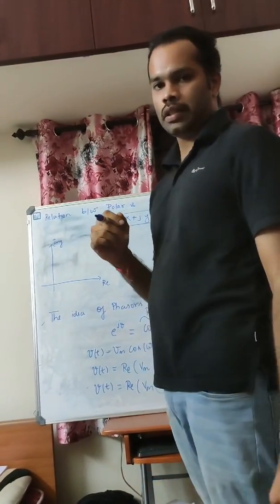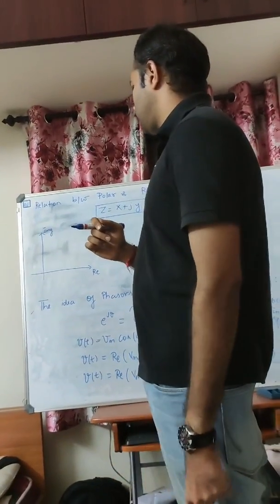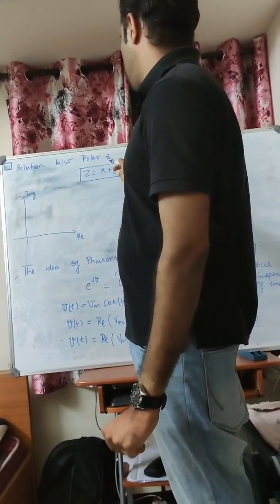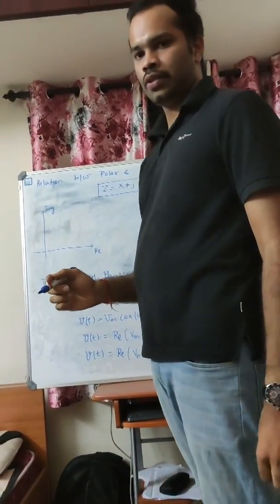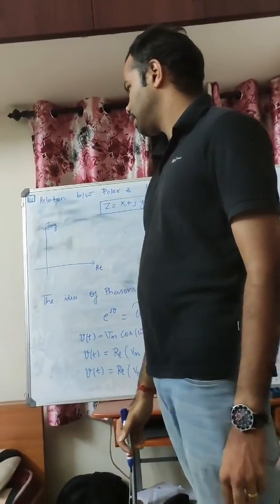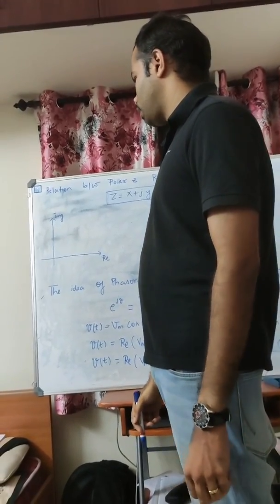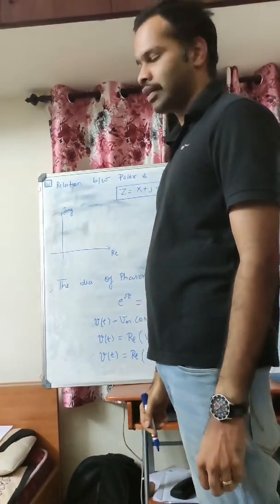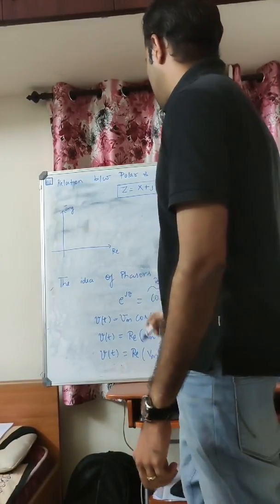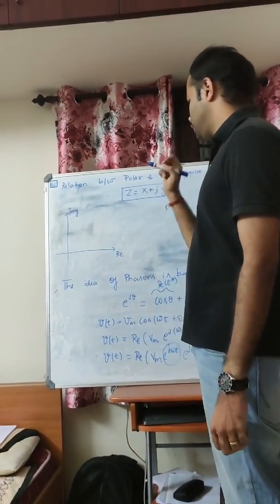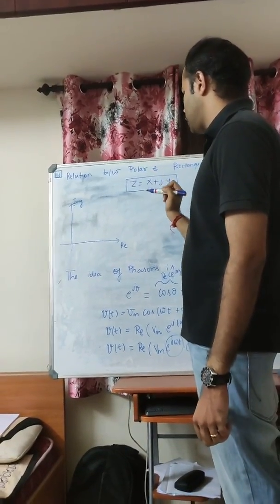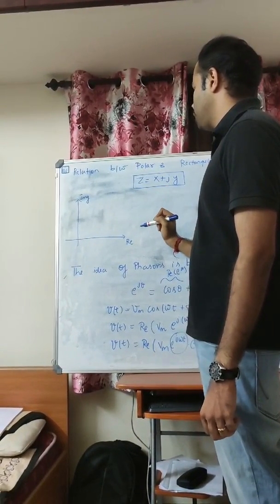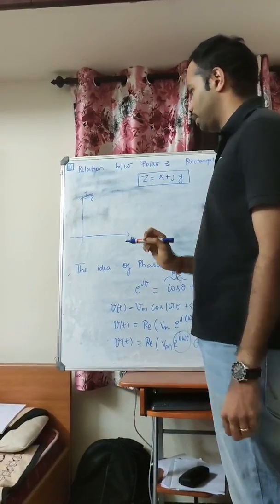So now in this lecture, let's relate your polar and rectangular form. With the help of some basic trigonometry as well as complex methods, we can arrive at some formulas. In the last class we explained the rectangular form, where we defined z as x plus jy.